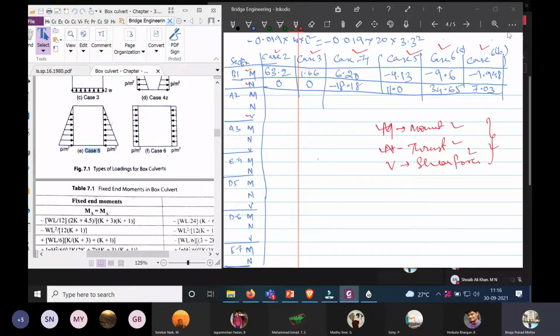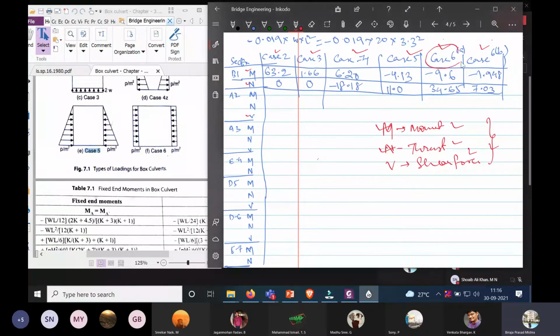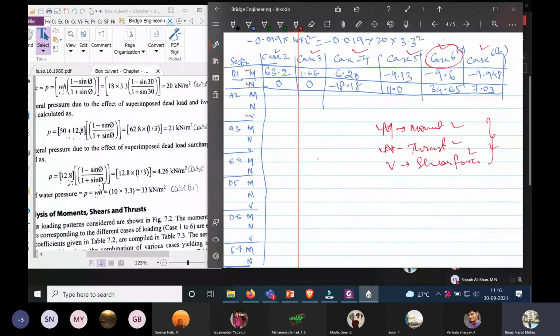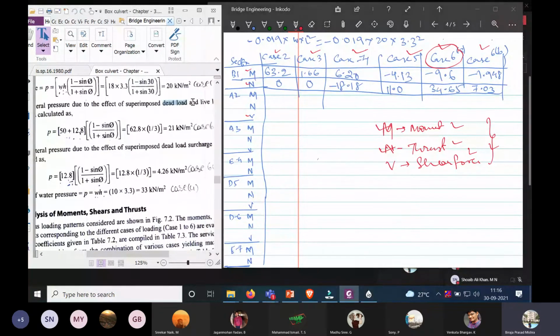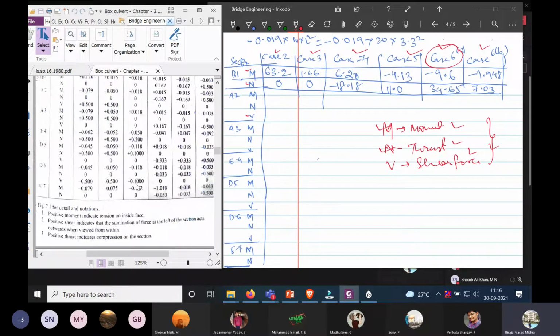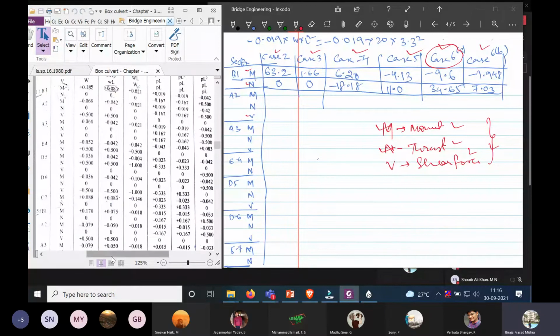So this case 6a is the first one, that is what we have calculated here. Here you can see, the first one is for the dead load and live load surcharge, and the second one is for only the dead load surcharge. Both these two are for the surcharge. So now let us find out this value. And one more thing.